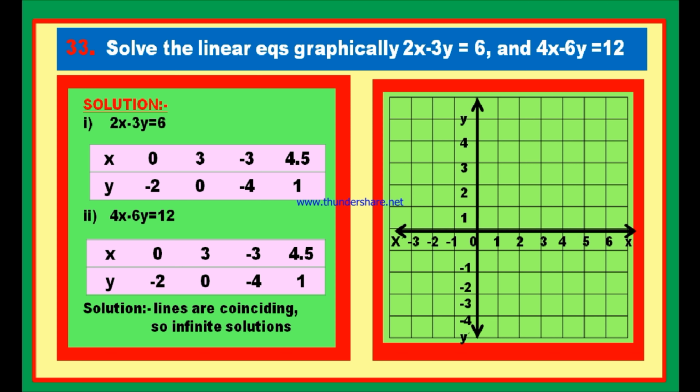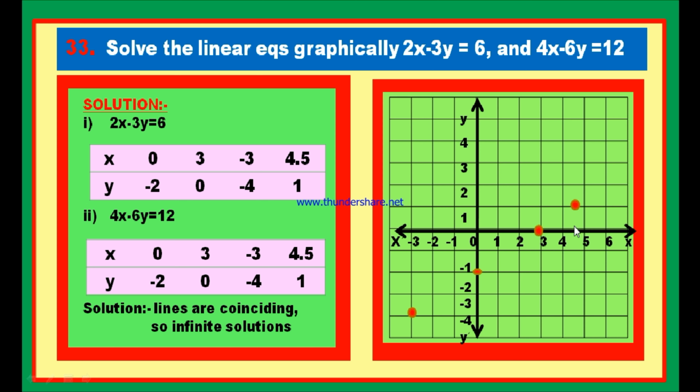Now let us represent the given points. The first point is 0, minus 2. X is 0 and y is minus 2. This is minus 1 and this is minus 2. Next 3, 0. X is 3, y is 0. Next point is minus 3, minus 4. X is minus 3 and y value is minus 4. This is the point. Next x is 4.5 and y is 1.